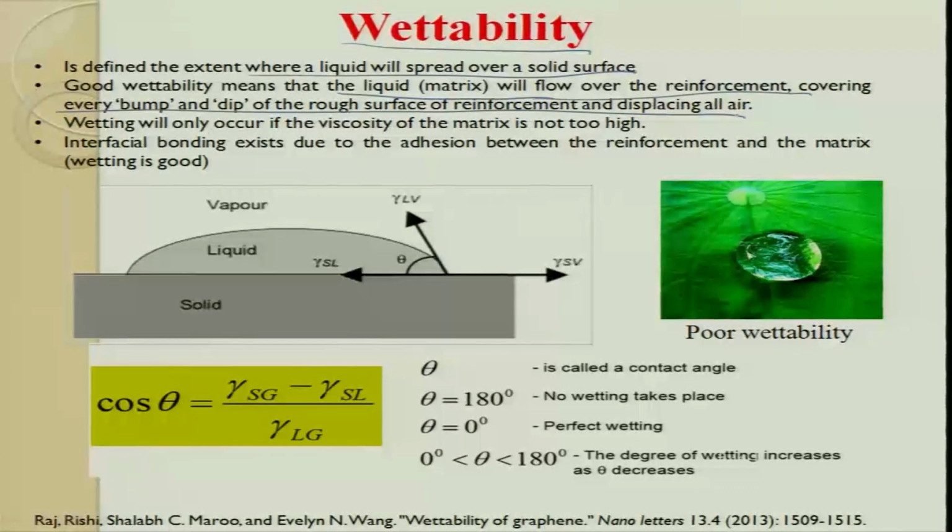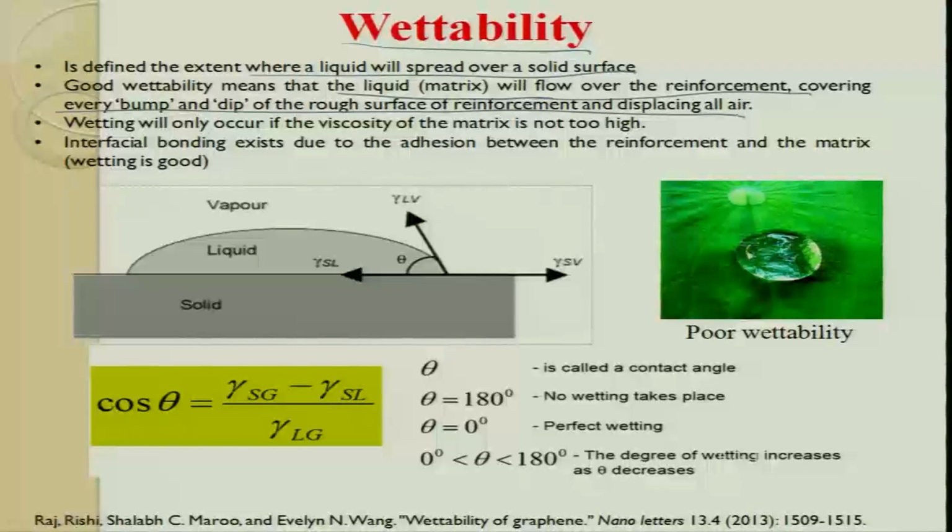For polymers, to some extent it is easy to achieve this property, but when you do a metal matrix, you are taking the temperature of the metal alloy to a higher state and converting it into a liquid. So, viscosity plays a very important role. Wettability in turn is linked with that, and then it tries to wet the surface. Wetting will occur if the viscosity of the matrix is not too high. Again, it is a relative term, because it depends on the combination you choose, and interfacial bonding exists due to adhesion between the reinforcement and the matrix.